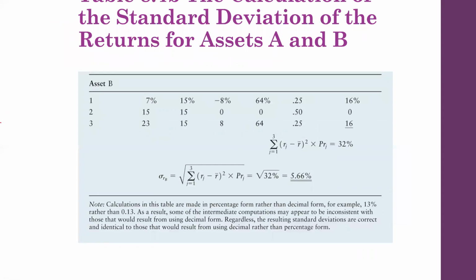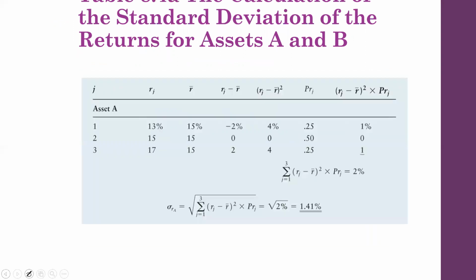So here we have asset A, right? And we have the pessimistic, most likely, and optimistic scenarios. These are our figures. These were our returns: 13% pessimistic, 15% likely, 17% optimistic. The expected return, which we just calculated by finding the average, is 15% for each scenario. We subtract the expected return from each return and we get -2, we get 0, we get 2.